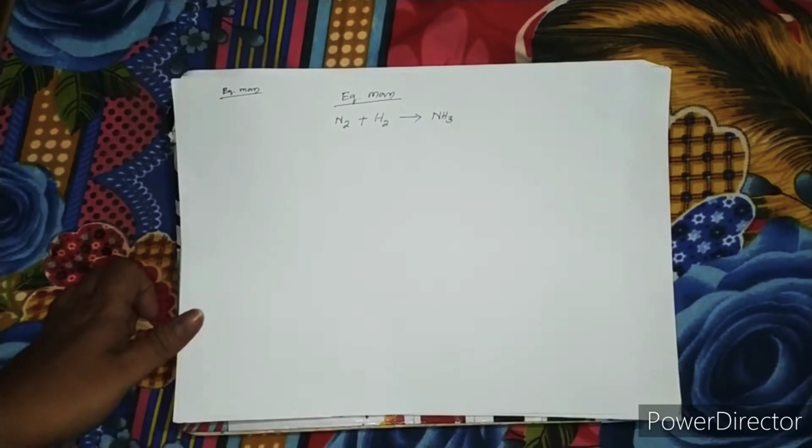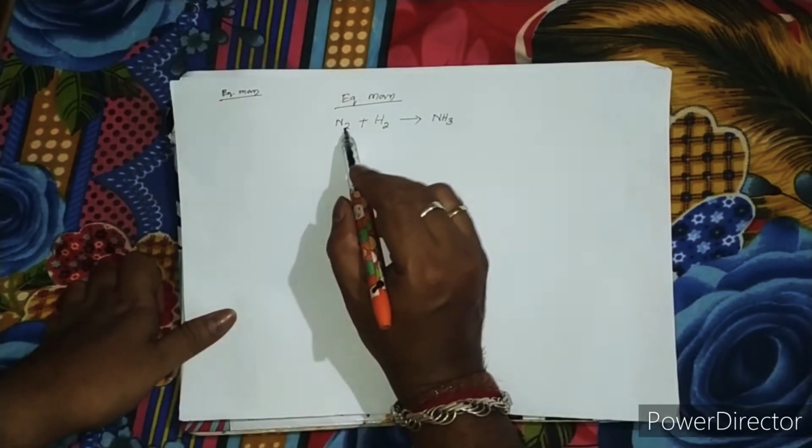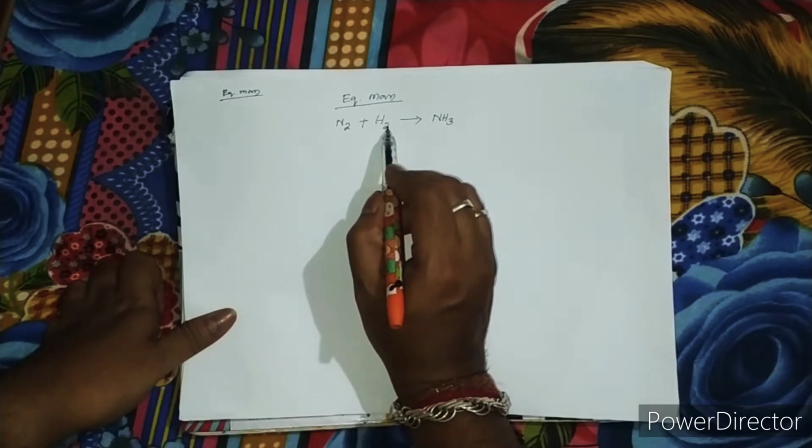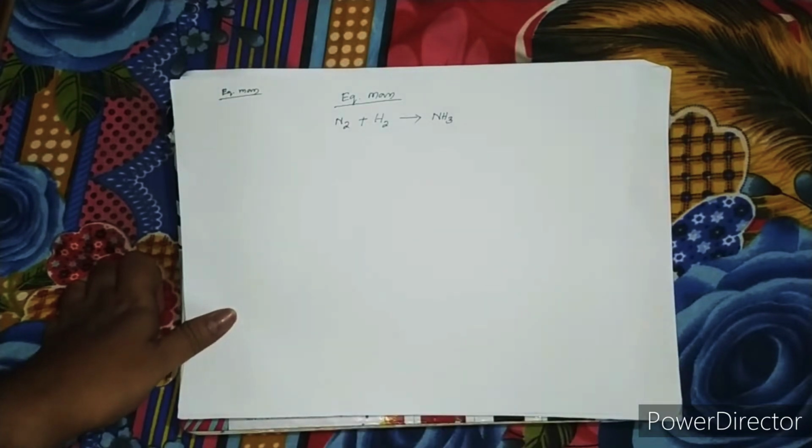Let us take one example. I am writing here N2 plus H2 arrow NH3. If anybody asks how many parts of nitrogen combine with how many parts of hydrogen, then without knowing the complete information of an equation, or without balancing the equation, we cannot say how many parts of nitrogen will combine with how many parts of hydrogen to give ammonia.